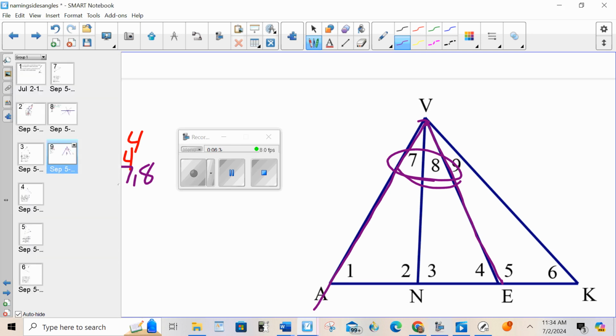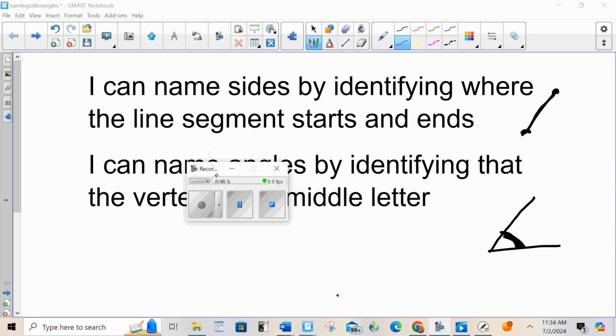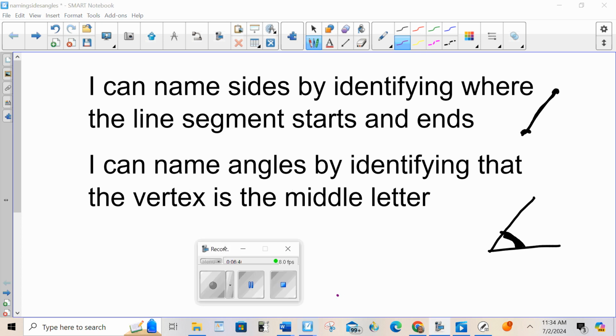Again, I can name angles. I can name sides by identifying where the line segment starts and ends. We label line segments on the outside with whatever I'm labeling it with. And angles, the vertex must be the middle letter. This is your vertex where the angles come together, and I label it inside where the pieces of the angle come together. Practice, this is the basis of everything you're going to be doing this year for the most part, so it's very important that you understand how to name and identify sides and angles.